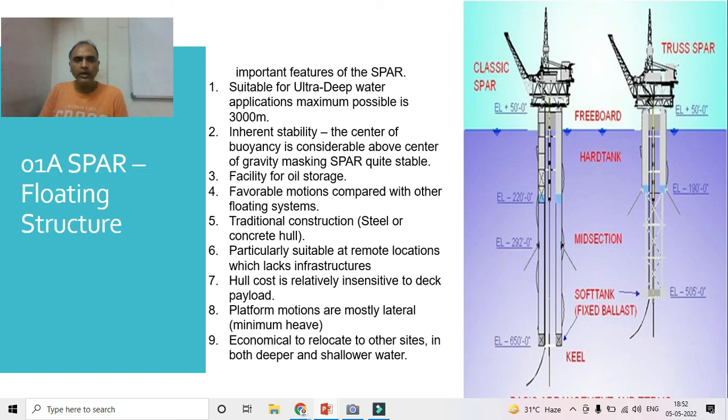It is economical to relocate to other sites, in both deeper and shallower water. Why in shallower water? Shallower water means it will not extend to the sea floor, but 90% of it, the hull part, will be under the water. So you can immediately disconnect and decouple these tethers, and it will be free to move. But before that, you have to remove this, and then decouple the tether so that it can be taken to some other location. So it is that.